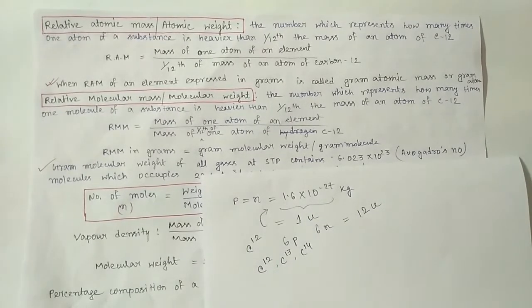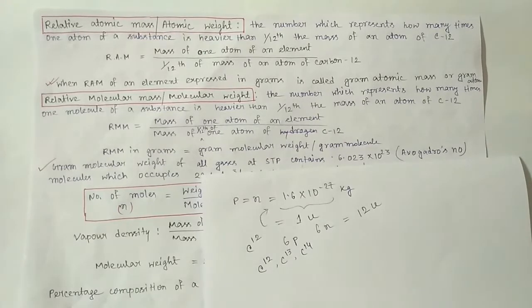So in this case, what can we do? We can simply take the average weight of all the naturally occurring isotopes. And for this reason, here comes atomic weight. So atomic weight is the weighted average of the naturally occurring isotopes.